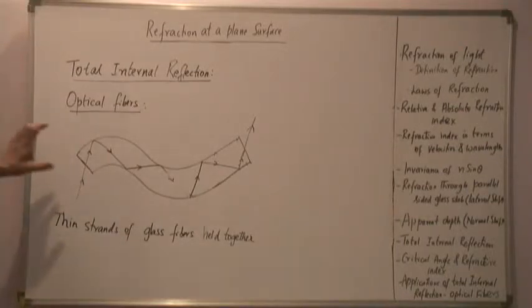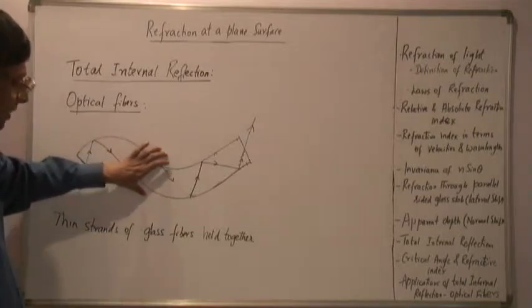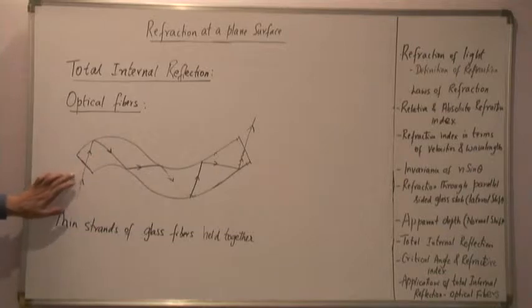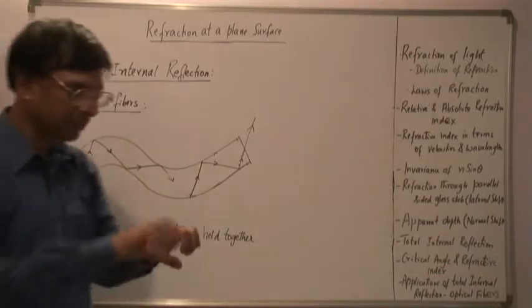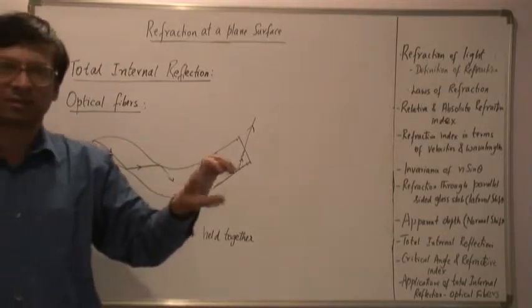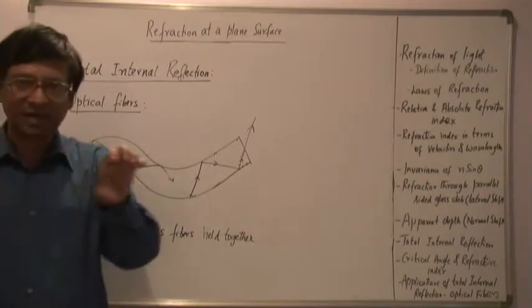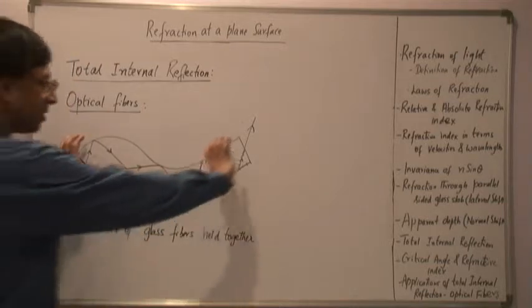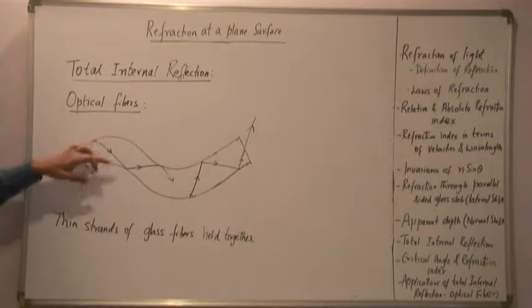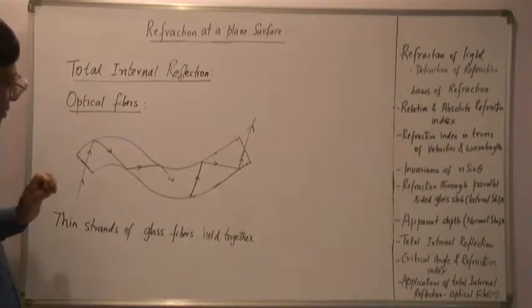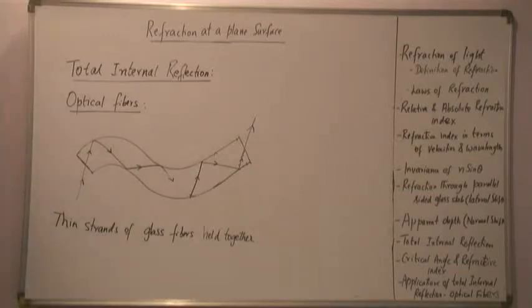Note that in order that there is not much loss of information when the light is sent from this end, these fibers have to be nearly parallel to one another. These individual glass fibers need to be parallel to one another and should be held firmly at these ends. Also, we will have a coating on the outside of this glass fiber to prevent scratches on the surface. So these are the two aspects that need to be borne in mind about optical fibers.